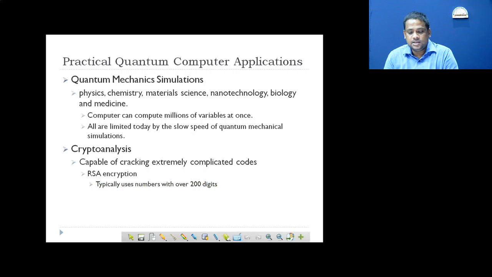Another great application area is cryptanalysis, which is capable of cracking extremely complicated codes, like RSA encryption, which typically uses numbers with over 200 digits. With a classical computer, it takes a lot of time to decrypt RSA, which can be done in a very short time with a quantum computer, and security can be enhanced. So quantum computers can be used for cryptanalysis.